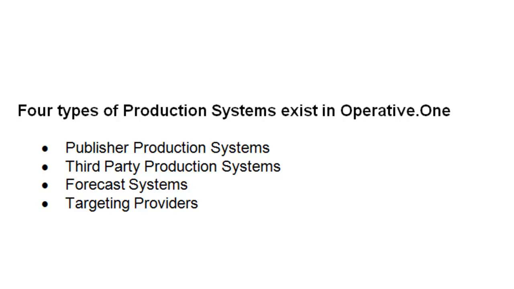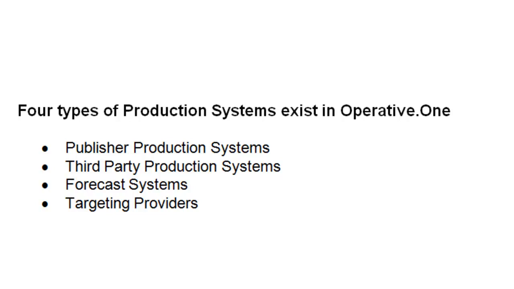A targeting provider is specific to digital. Targeting providers are systems that extend a publisher's ability to reach specific audiences. These capabilities can be modeled in Operative.One as targets so that they can be leveraged in contracts. For example, you can integrate with AppNexus Audience using API-enabled integration.